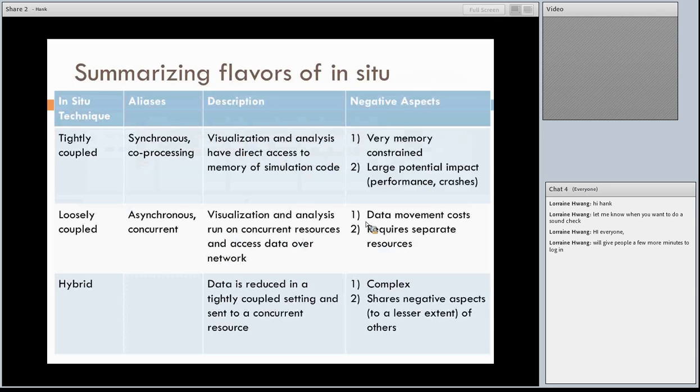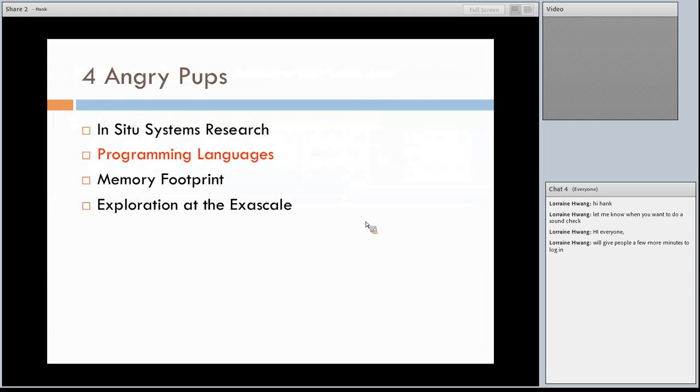And this conversation is not just a conversation that could be had today between all of you and myself. It's a conversation that's playing out throughout these communities, and there's actually been quite a bit of work in the in situ space recently trying to explore which approaches are the best and why.